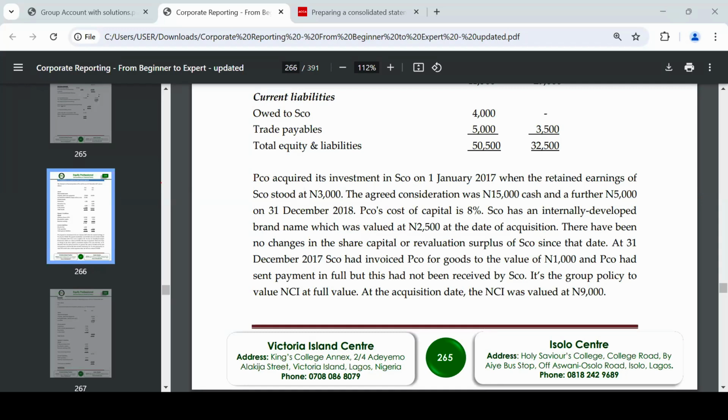Okay, let's move on. ESCO has an internally developed brand name, which was valued at 2,500 naira at the date of acquisition. What are we going to do about this? Anybody? What's the adjustment we'll do for this one?